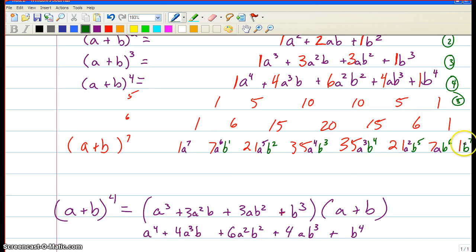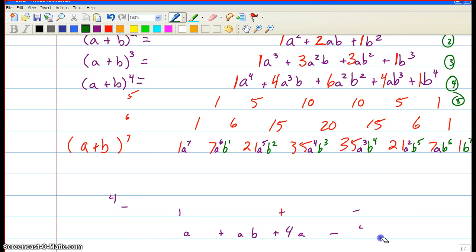I'm going to scroll down for you. All these numbers wind up being positive, so it's all adding. So it's add here, add here, add here, add here, add here, and add here. And I'm going to get rid of the ones because we don't write those if we can avoid it.